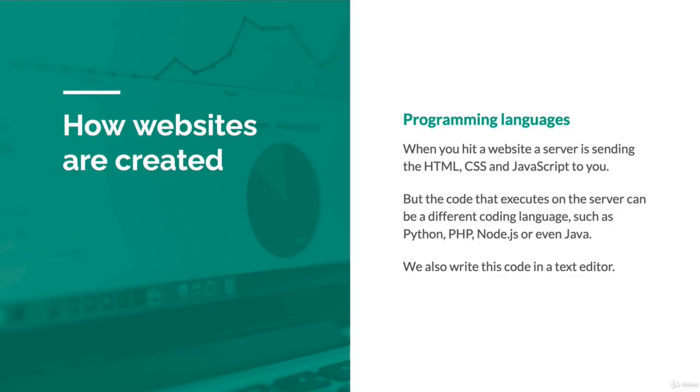Let's look at programming languages. When you hit a website, a server is sending you that HTML, CSS, and JavaScript. But the code that executes on the server can be a completely different coding language. It can be Python, PHP, Node.js, Java, C, etc. It could be really any language, and you're not going to know what that language is. But we also write that code in a text editor. And again, that text editor could be VS Code.